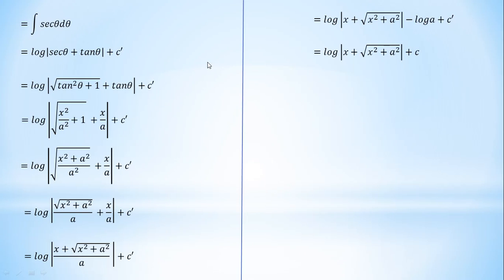Okay, so always remember these two results are very important. One is integration of 1 upon x square plus a square, and other one is integration of 1 upon root of x square plus a square. In both the cases the standard substitution is x is equal to a tan theta. So always remember the result with proof and also remember the proper substitution.